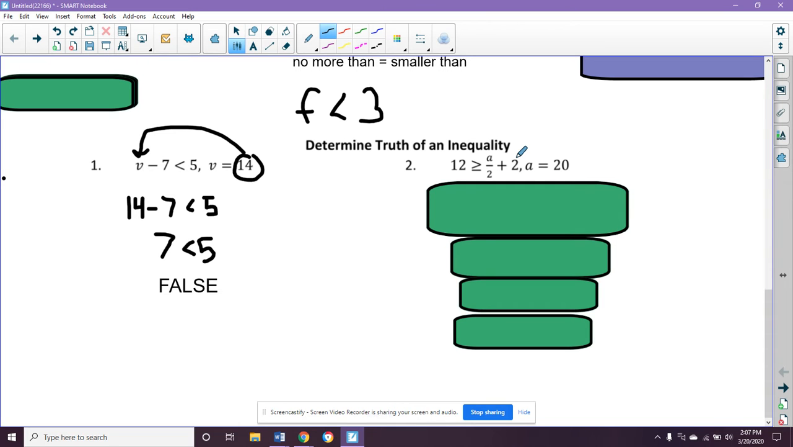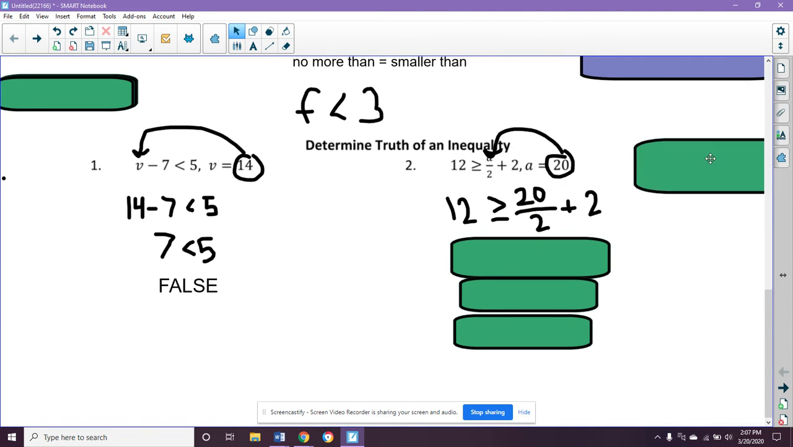Number 2, we're going to do just like we did number 1. We're going to take 20 for A and substitute it in for A into our equation. So we're going to have 12 is greater than or equal to 20 divided by 2 plus 2.